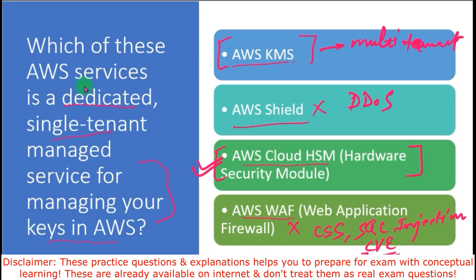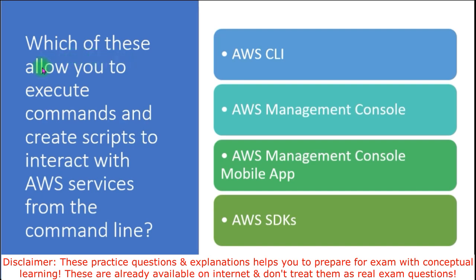Let's talk about the next question now. In this question, they are asking which of these allow you to execute commands and create a script to interact with AWS services from the command line. The options we have are: AWS CLI, CLI stands for command line interface, AWS Management Console, AWS Management Console mobile application, and AWS SDKs. So we know that we can access our AWS environment in three ways.